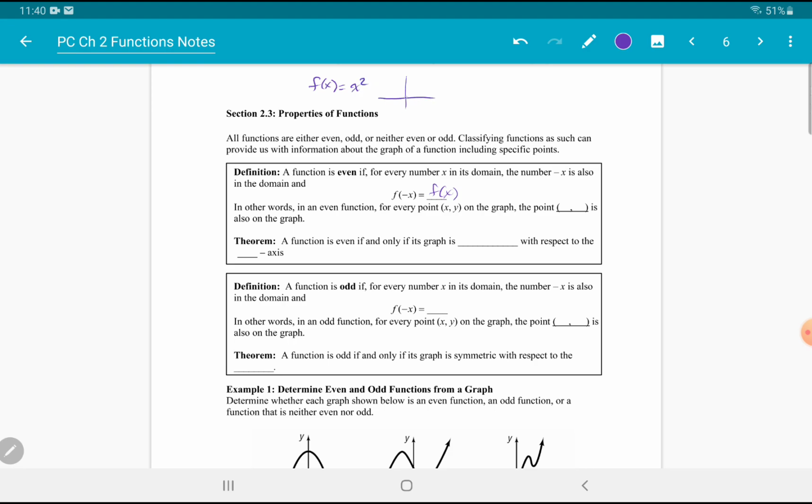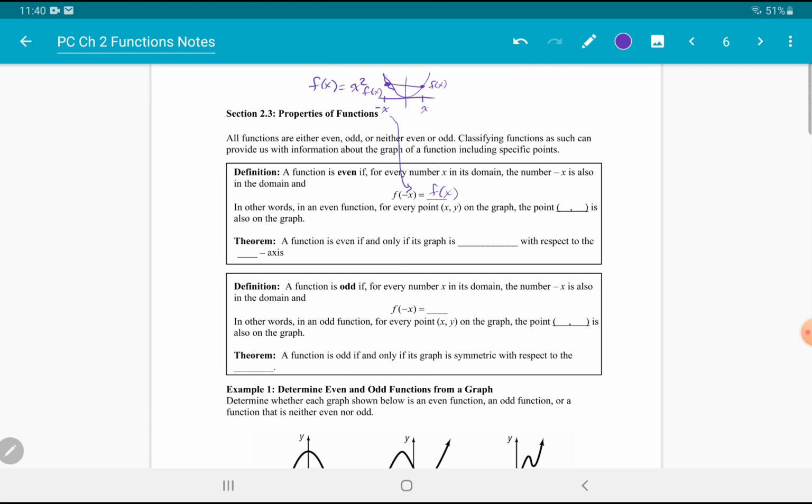If you look at its parabola, x squared, what you see is that the value of x gives you an output of f of x. And on the other side, if you were to plug in the negative value of x, notice how you still get the same output of f of x. So this is showing us that f of negative x gives us the same output as f of x.